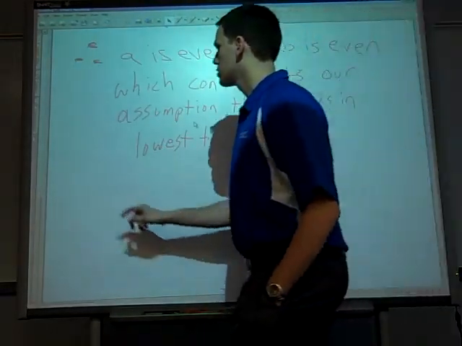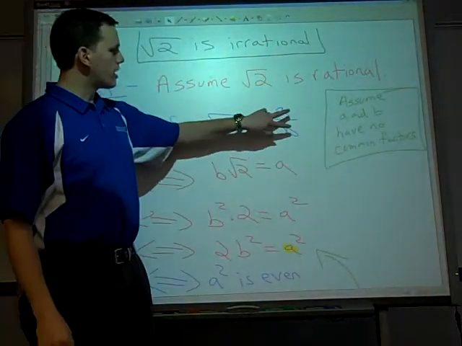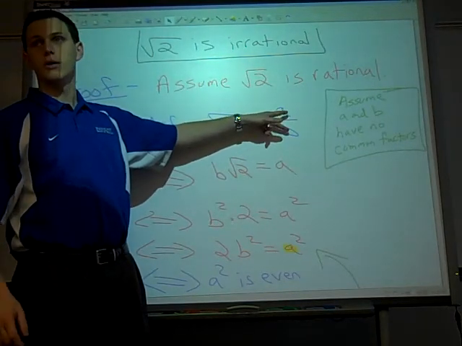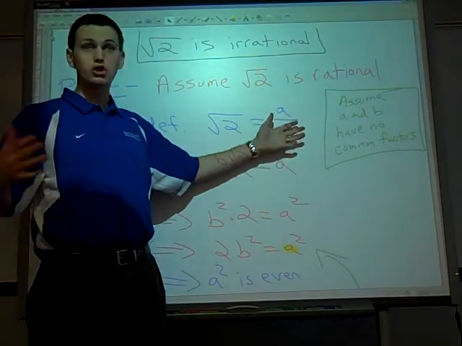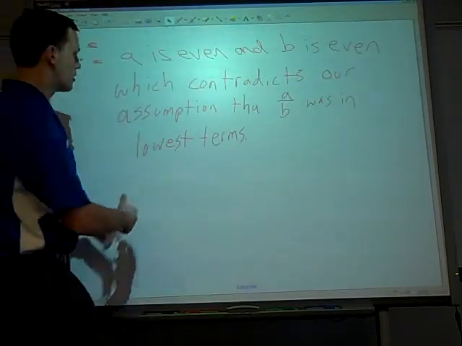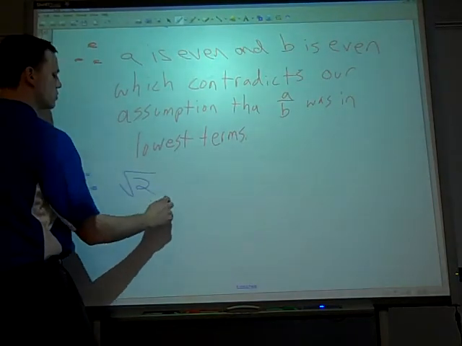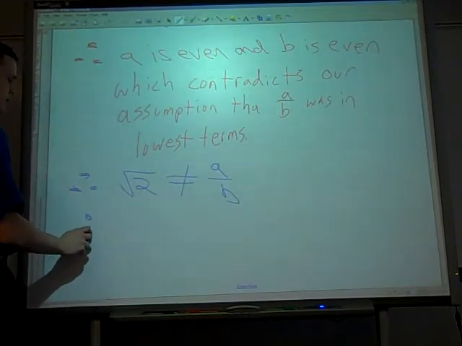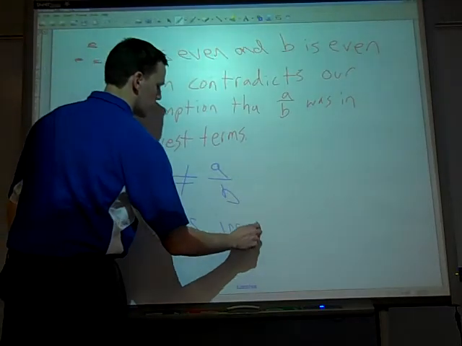Okay? So look at that, remember that assumption right here? You say, okay, that means they had no common factor, or they're in lowest terms. Suppose it wasn't though, right? But then you could just reduce it and come up with a new a and b that was. So we're screwed either way. So there's a contradiction. So from that contradiction, the square root of 2 cannot equal a fraction, which means that the square root of 2 is irrational.